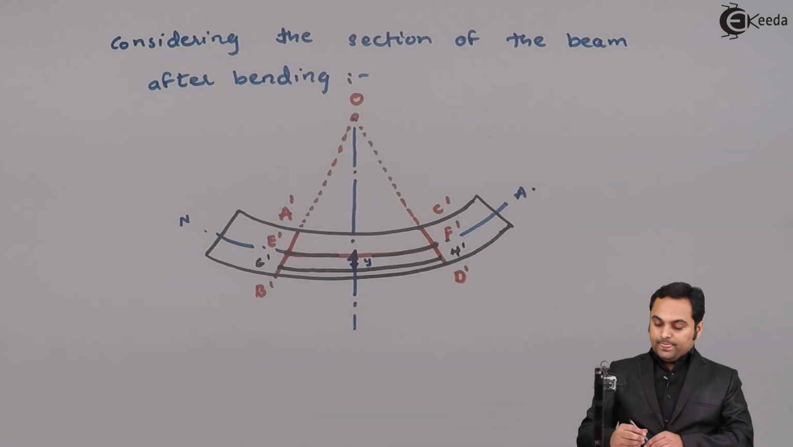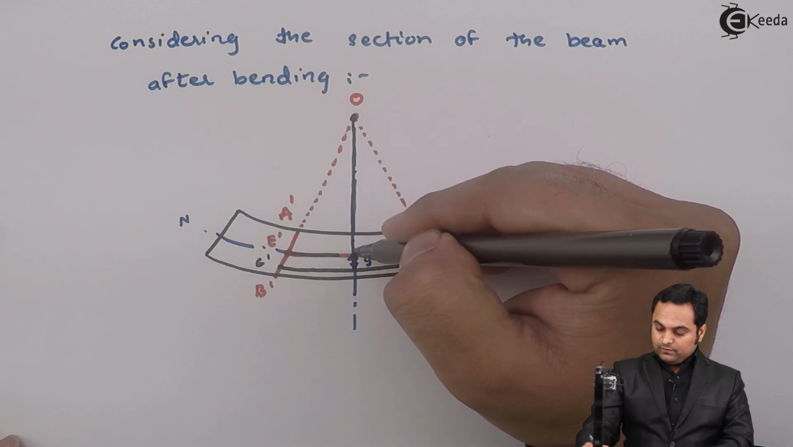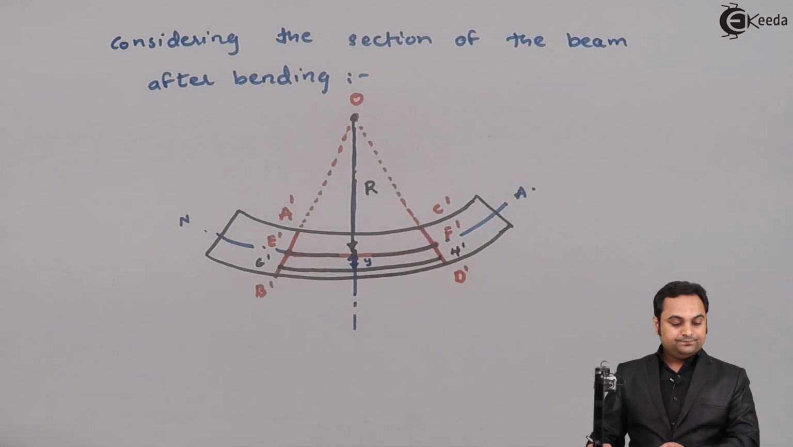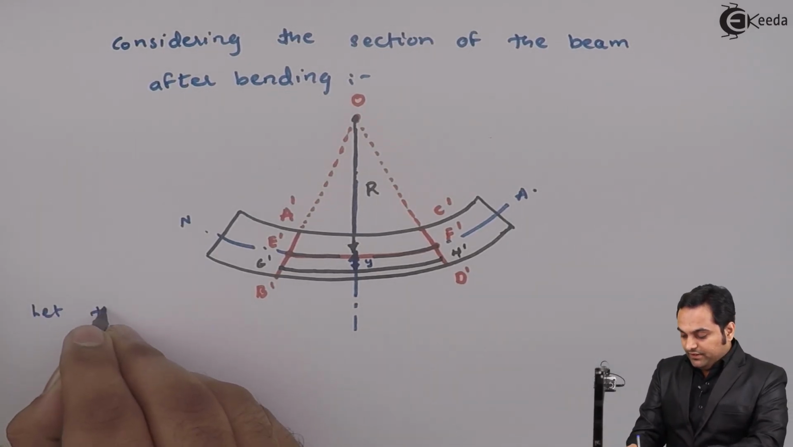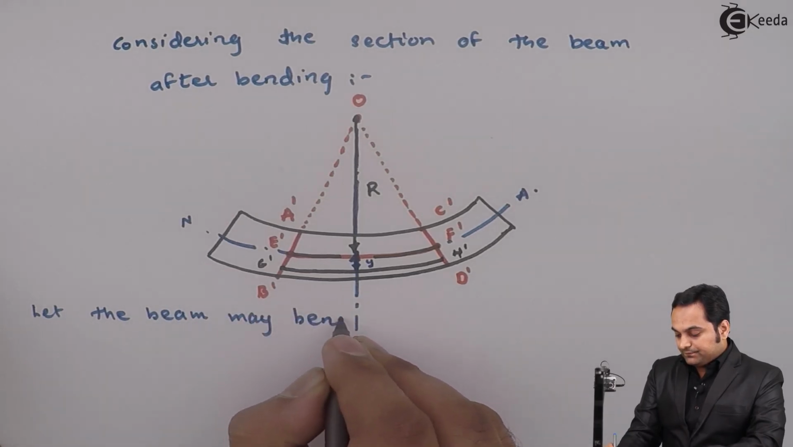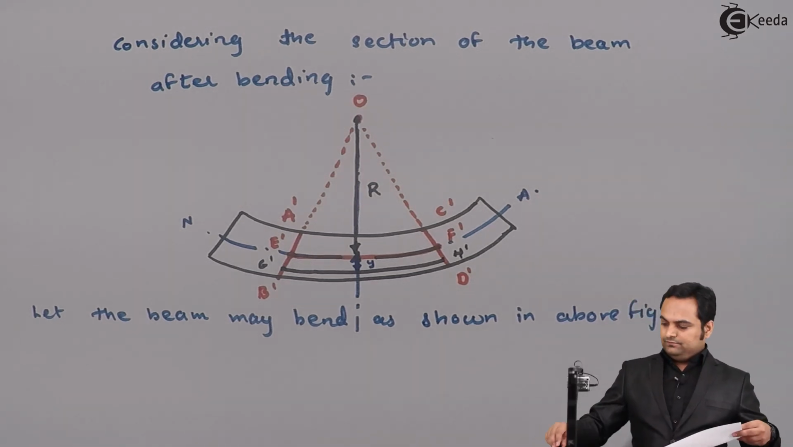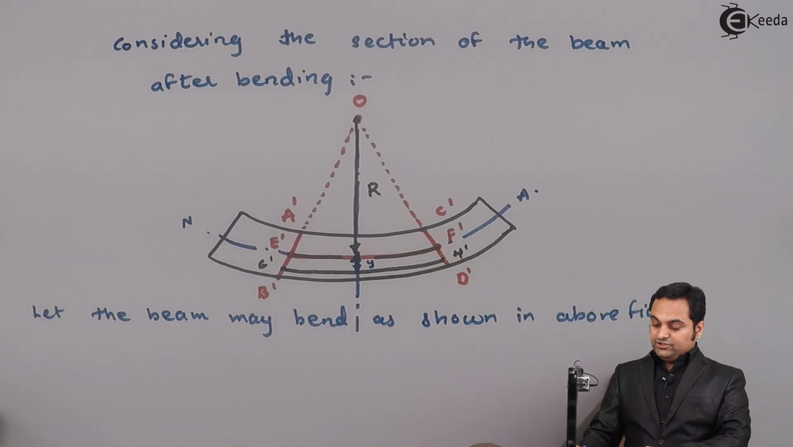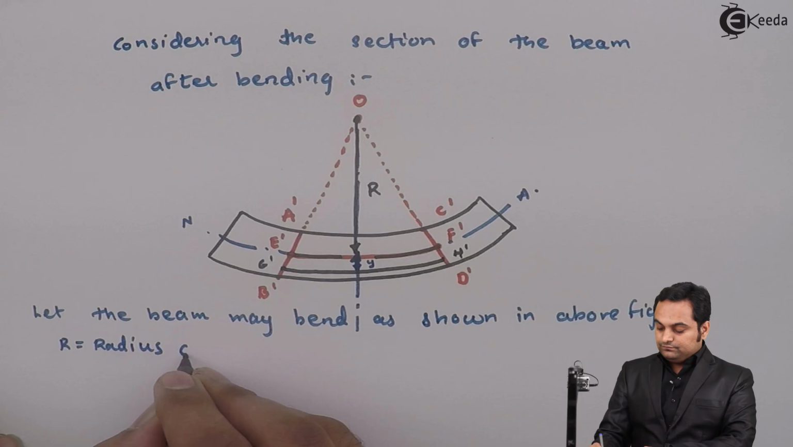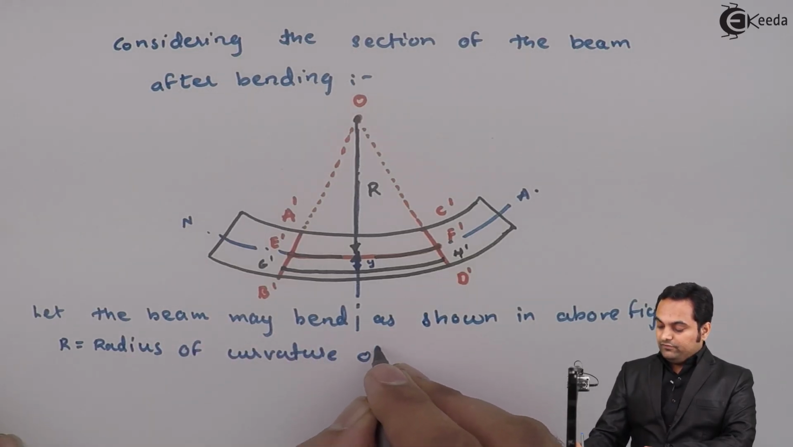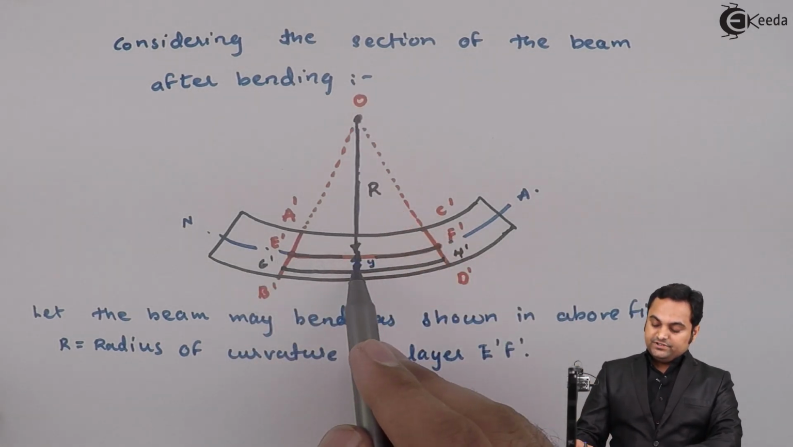Next, I'll assume that from point O up to the neutral layer, that is layer E dash F dash, this radius I am going to assume as capital R. So now I'll say that for this diagram, let the beam bend as shown in the above figure. Here I'll say that capital R is equal to the radius of curvature of layer E dash F dash, that is the layer here E dash F dash, its radius with respect to the center is capital R.